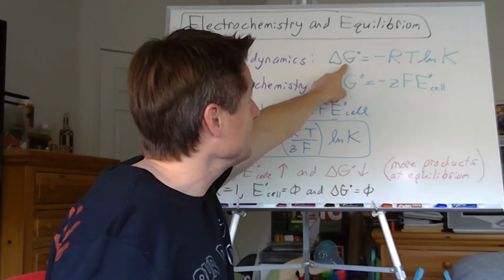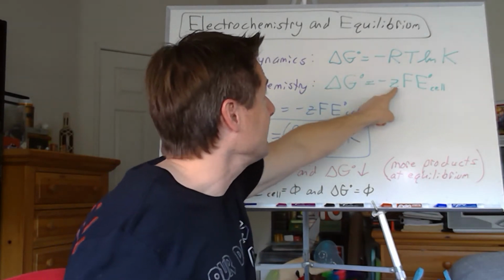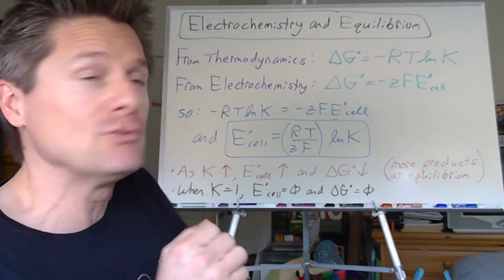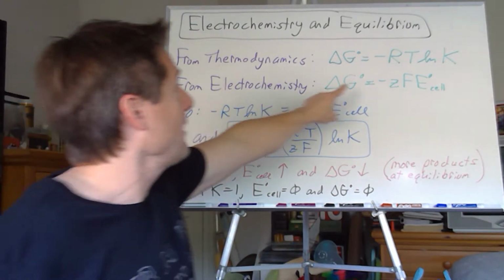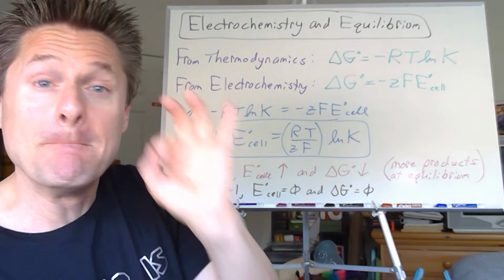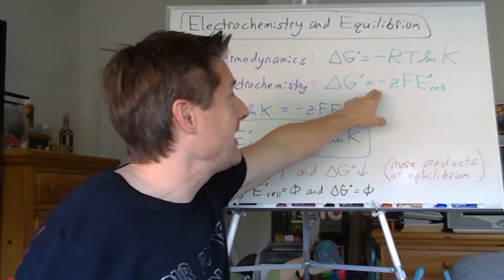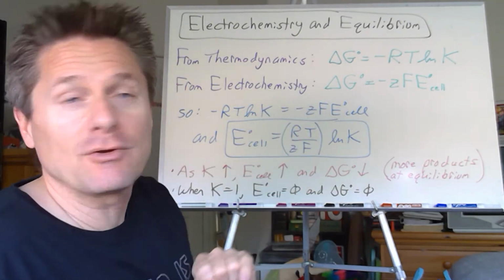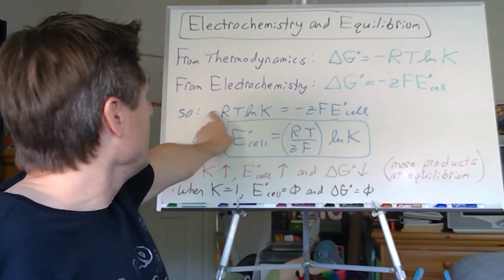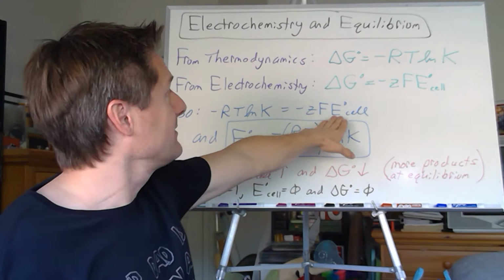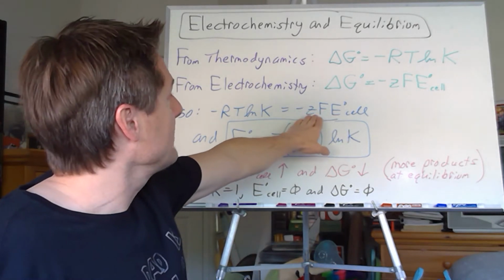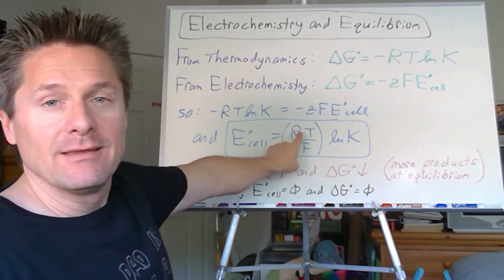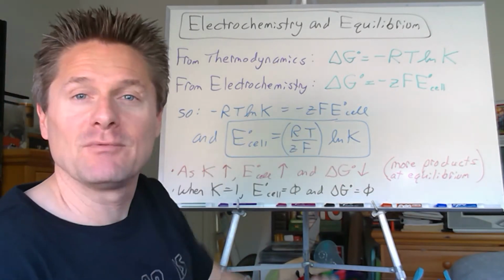So if delta G naught is equal to this and this, therefore they must equal each other. Yay, algebra substitutions. So negative RT log K from thermodynamics must equal negative ZFE naught cell from electrochemistry. And now we have connected electrochemistry to equilibrium. The negative signs cancel out. Let's isolate E naught cell, divide both sides by negative ZF. So we end up with E naught cell is RT over ZF times log K.